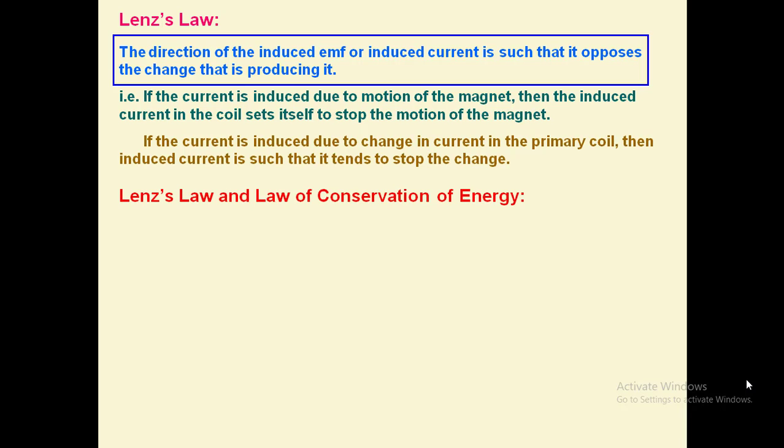Now, Lenz's law and the law of conservation of energy. Here, Lenz's law obeys the law of conservation of energy. Now, what is the law of conservation of energy? It is nothing but that energy can neither be created nor destroyed, but it can be transferred from one form to another form. Now here the question is how induced current is developed in the solenoid coil.